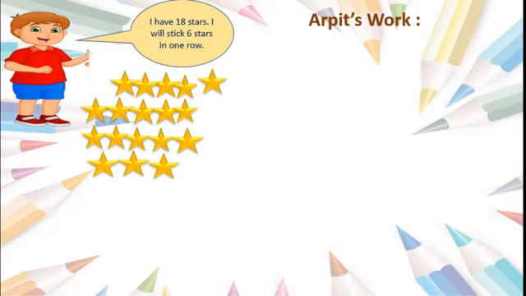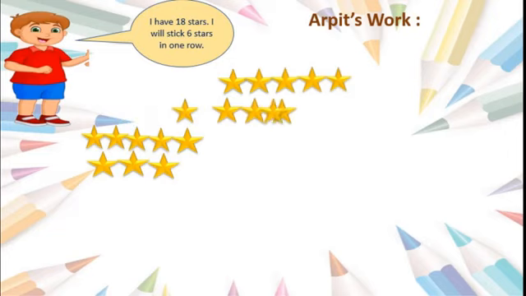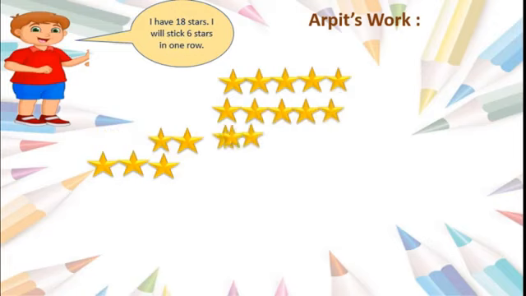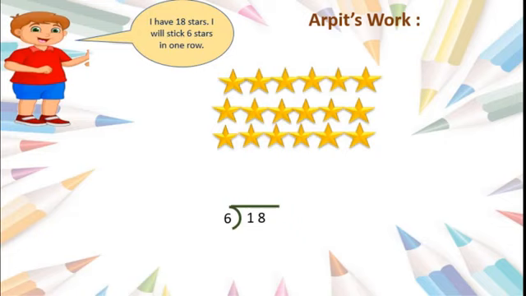We will say 1, 2, 3, 4, 5, 6, 7, 8, 9, 10, 11, 12, 13, 14, 15. These 3 will add to one row. Right? Means each row has 6 stars. Isn't it? Okay, we will go through the method. 18 divided by 6 we will do because 6 stars are there in one row.